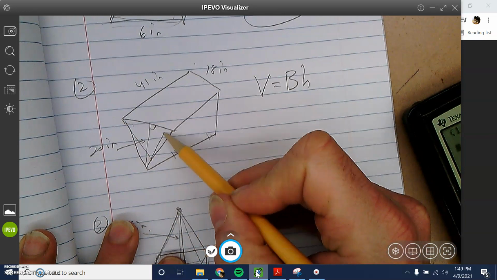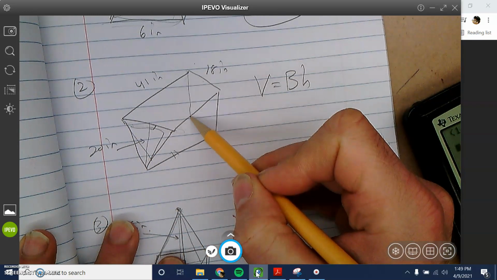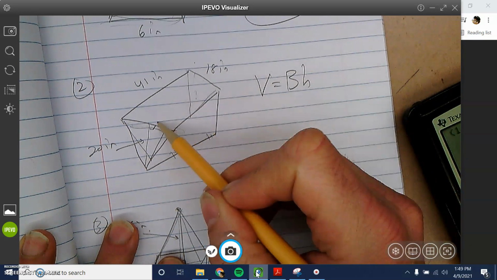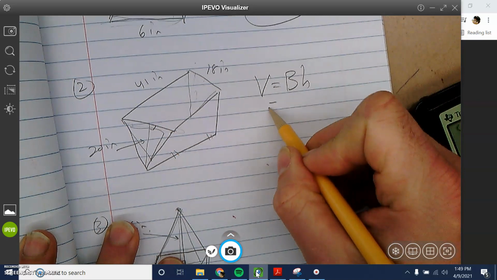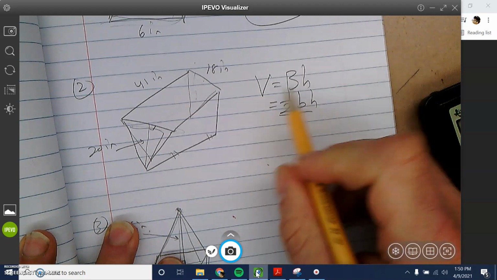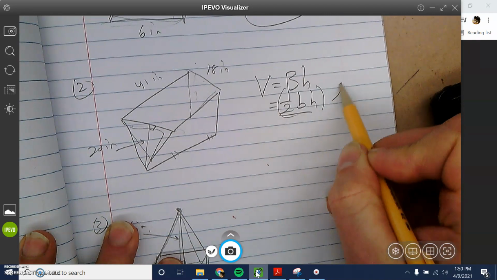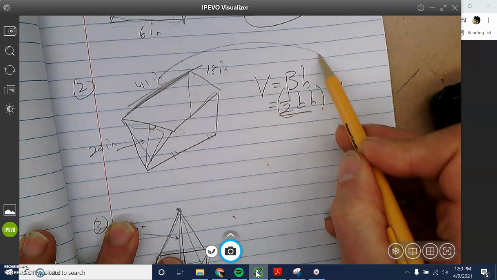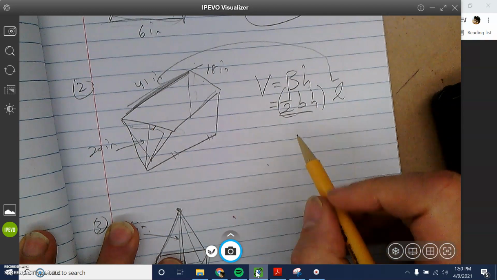The base here is the triangle. So there's another triangle here, but you can't really see it because it's hidden by the rest of the sides. So, area of a triangle is 1/2 base times height right there, times the height, or in this case, I'm going to put L for the length. So that's going to be 41 right there.